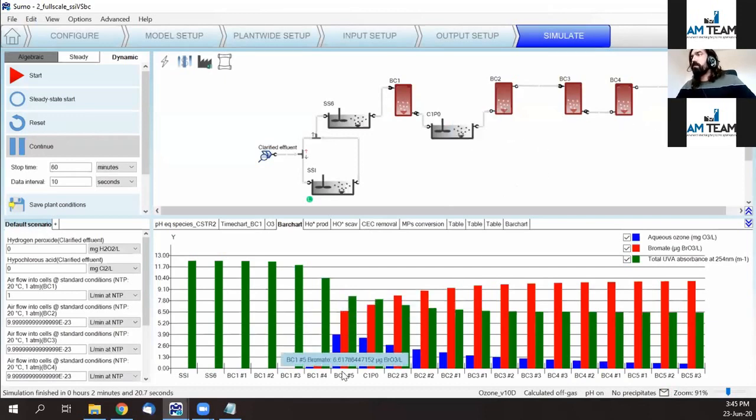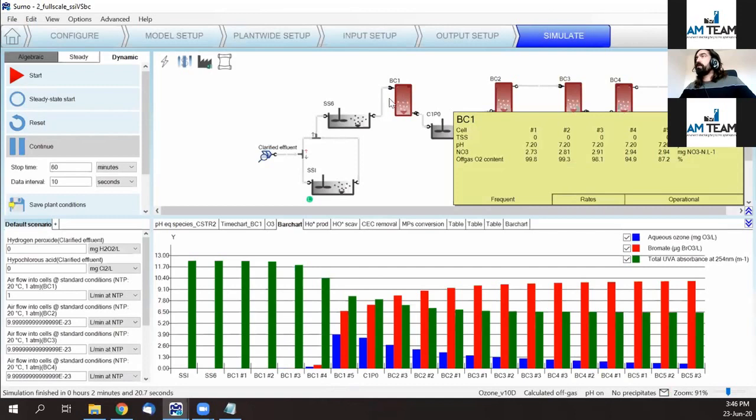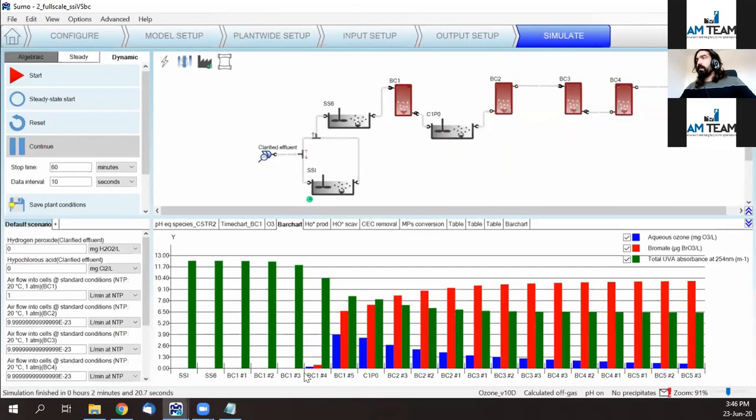What you see here below are sample points along the whole treatment train. So you have the side stream injection, the SL6 tank, and then the first bubble column represented by 5 locations, 1, 2, 3, 4, and 5. Water is going through the train in this direction, while ozone gas is inflated at the bottom of column 1, at this point, and it's flowing upstream, so it's going in this direction.